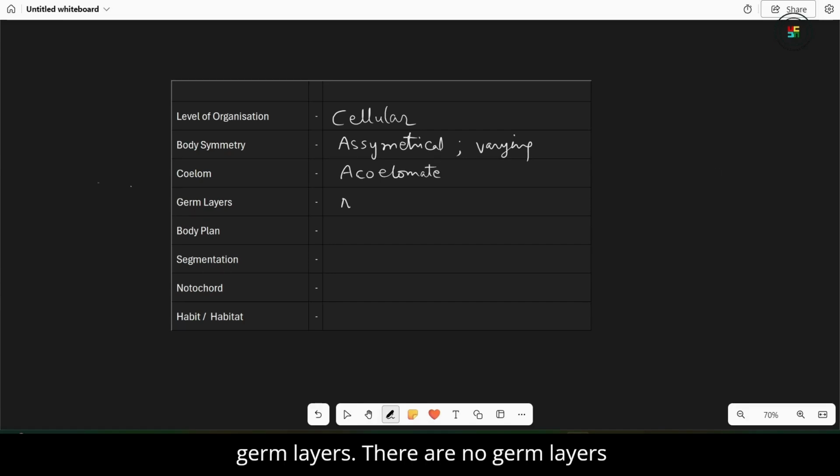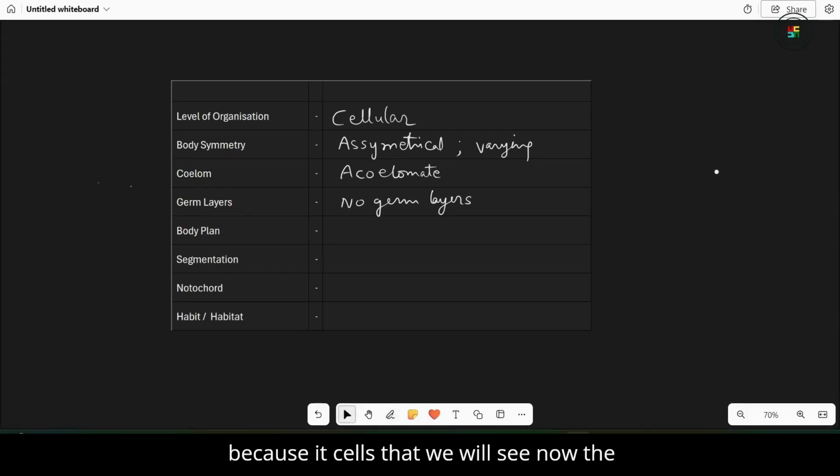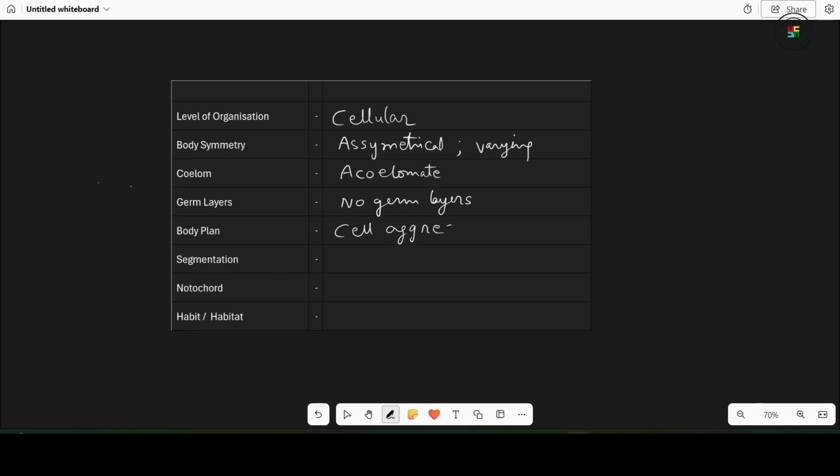Germ layers: there are no germ layers, because its cells, which we'll see now, the choanoderm and the pinacoderm, do not form from embryonic germ layer differentiation. Okay, so there are no germ layers. Body plan is cell aggregate. We have seen this in a previous chapter. Segmentation: it is not segmented. Notochord: non-chordate.